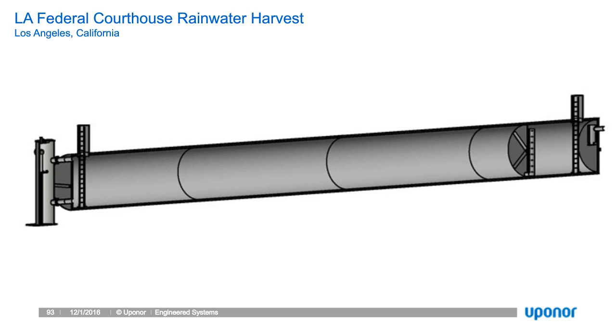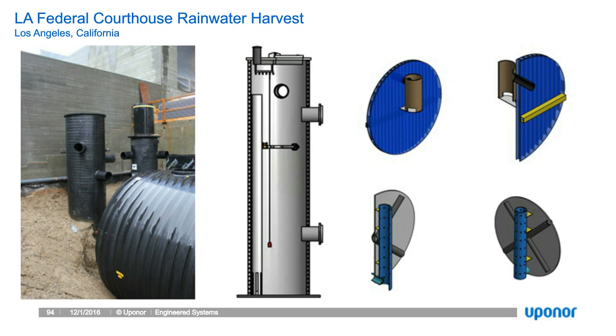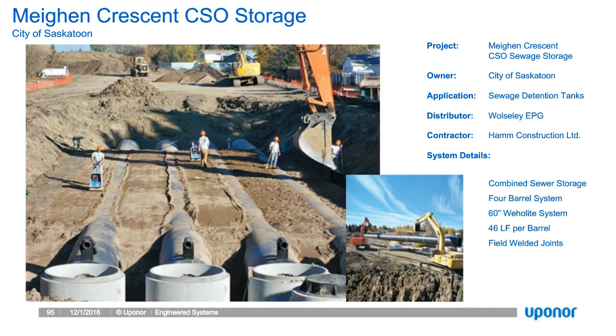Here's a couple of snapshots of some internal components. We showed you some of these photos earlier, these isometrics. The isometric on the left-hand side is the submersible wet well itself, and the other photos are internal controls for energy dissipation, drawdown, and TSS removal to encourage high quality of water.